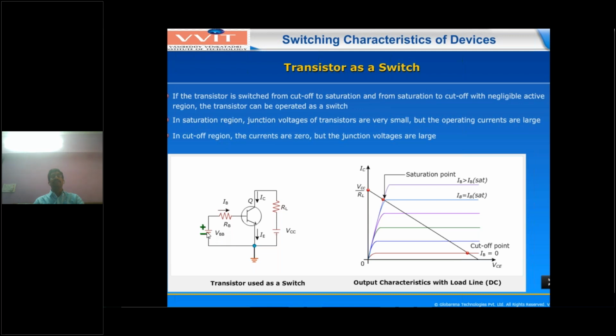Whenever the input voltage increases further, IB also increases until IB equal to IB sat. That is the minimum saturation current required at the base of the transistor. Then the transistor enters into saturation. IC sat will be fixed, but the input base current will increase. Now you draw a load line. This is the DC load line, with the cutoff point at one end and the saturation point at the other.